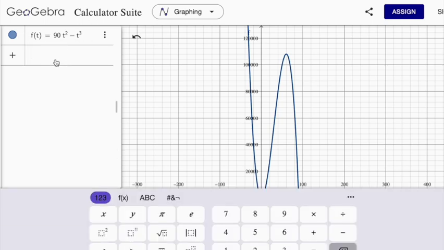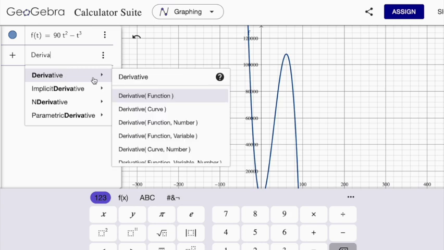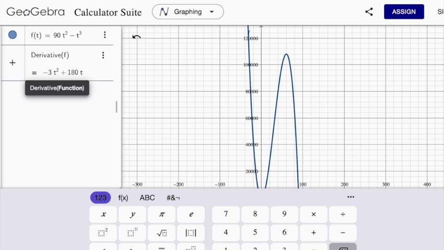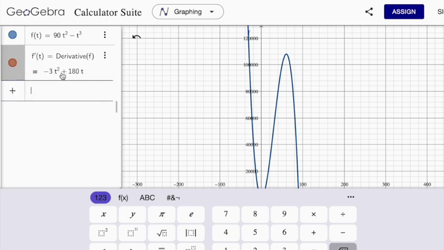Now, if we want to find the derivative, we can use the command derivative. When we start typing, this will come up, and we want to come over here and we want to do the derivative of a function. I'm going to click on that. And then inside here, I can put the function. Now, you can either directly put in there what the function is and type in 90t squared minus t cubed, or since we already defined it, I can just put in there f. When I hit enter, it will tell me what the derivative is.